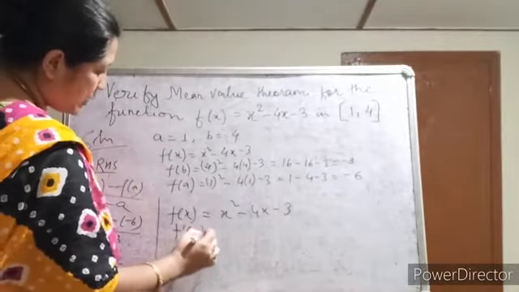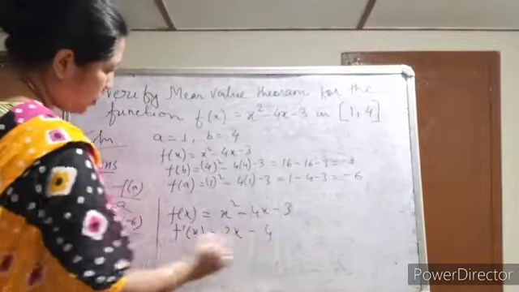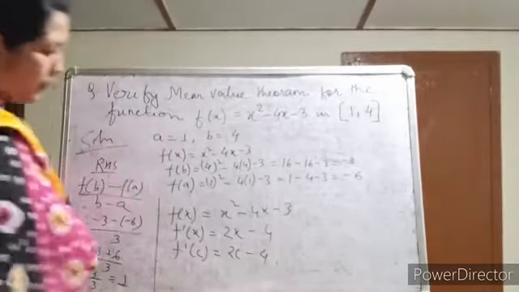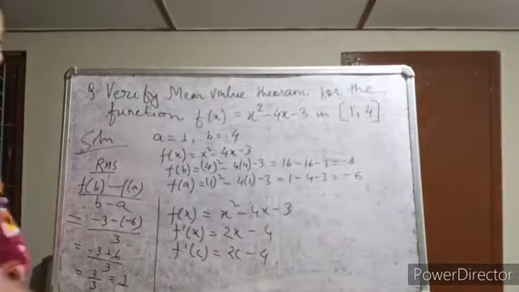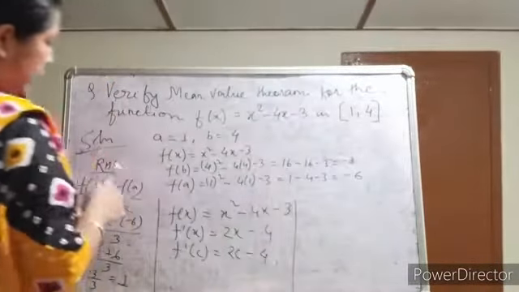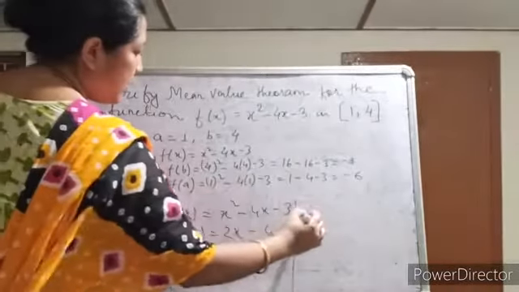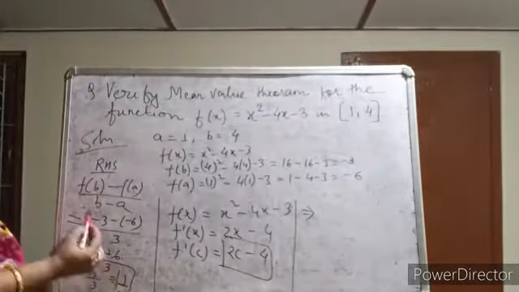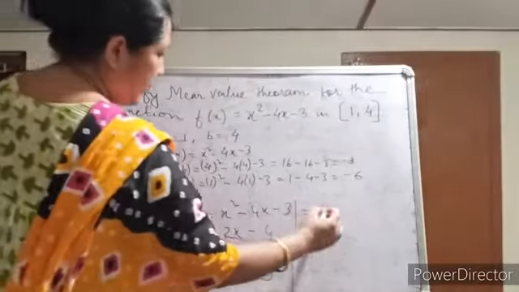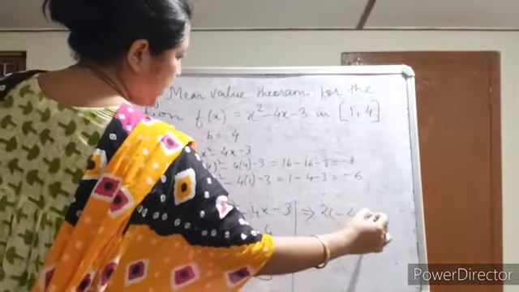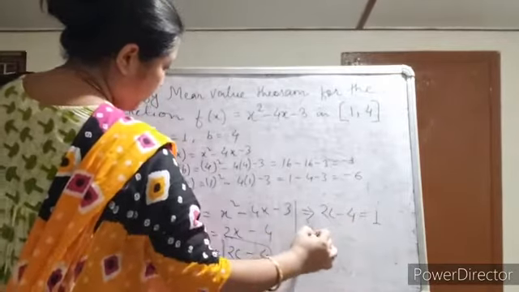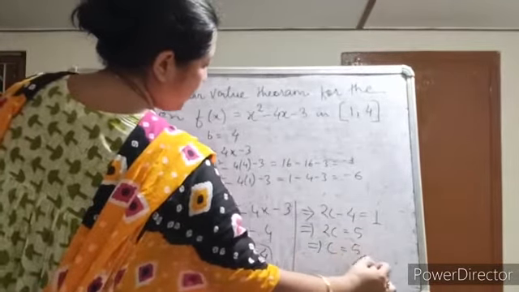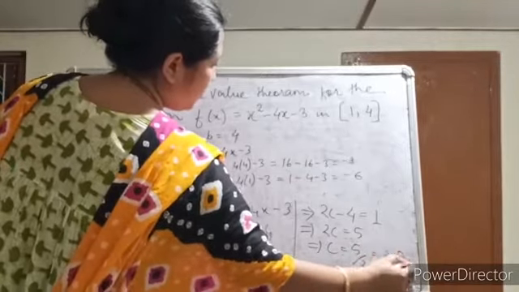Next is first derivative we have to do here, of x square minus 4x minus 3. So f dash x will be 2x minus 4, f dash c will be 2c minus 4. Clear? So next, using your mean value theorem, now you have to compare this value equal to your 1, isn't it? So here we can simply write 2c minus 4 equals to 1. 2c equals to 5, c is equal to 5 by 2, that is 2.5.